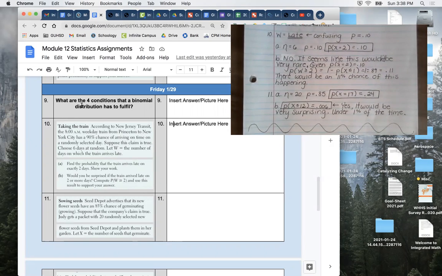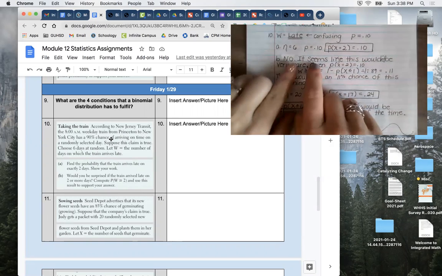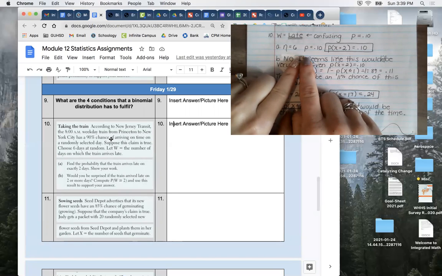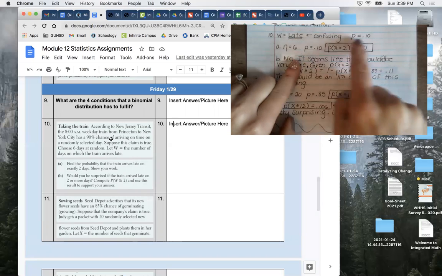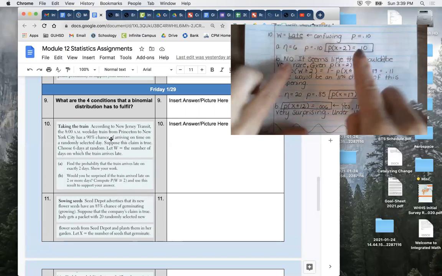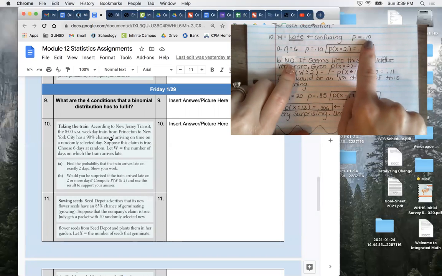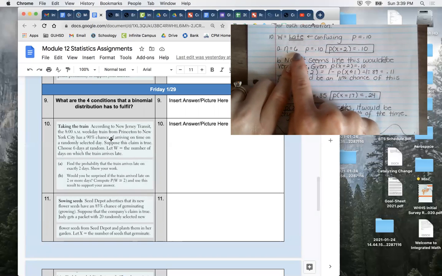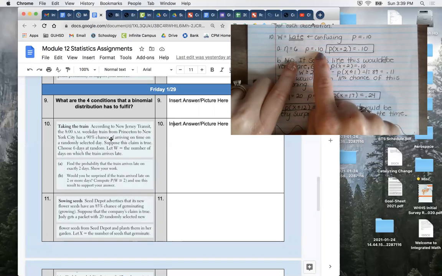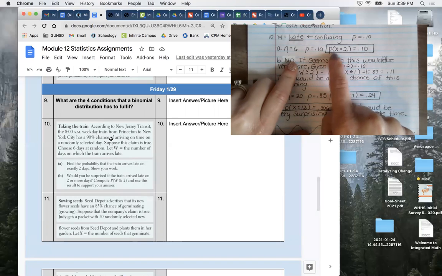In number 10, this one's a little bit confusing because there is a 90% chance that it's going to arrive on time. But here we are measuring the probability that you are late. So our success for this one is that 10%, which is that we are late. So we have that fixed number of 6. We have the probability that we're going to be late, and they ask specifically in A, what is the probability that you would be late on exactly 2 days?